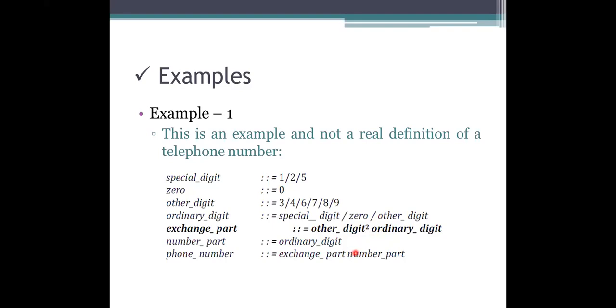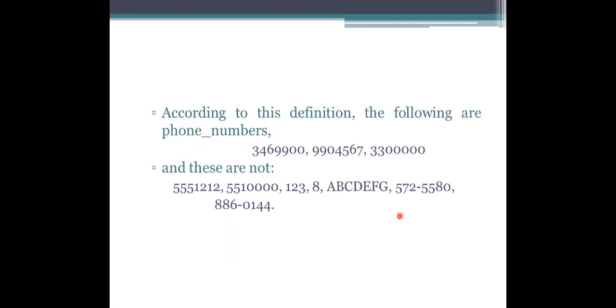And after that we have a number part. The number part means ordinary digit. Ordinary digit means we can use a special digit, 0 or an other digit. How many times? Other digits have to be used twice, and the ordinary digit has been mentioned here. How many times I need to process this is also mentioned there itself. By using such representation, we design some numbers here.